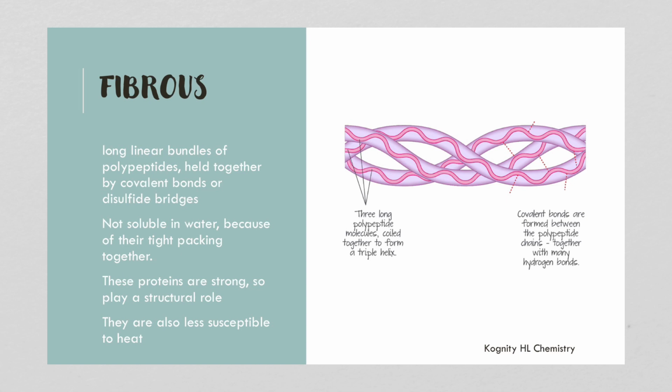So think about an example of a fibrous protein, our skin and our hair. It's helpful that they're not soluble in water because we don't want them to dissolve away. These proteins provide strength and structure. So they are strong and they have a structural role. They're also less susceptible to heat. Again, we can expose our hair to heat when we straighten it and so on, and it doesn't damage it permanently.